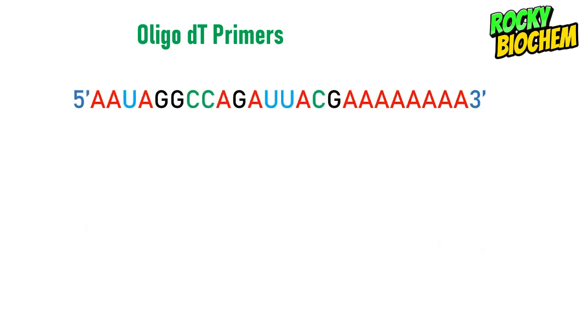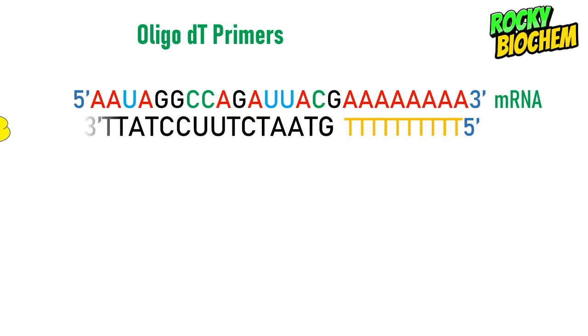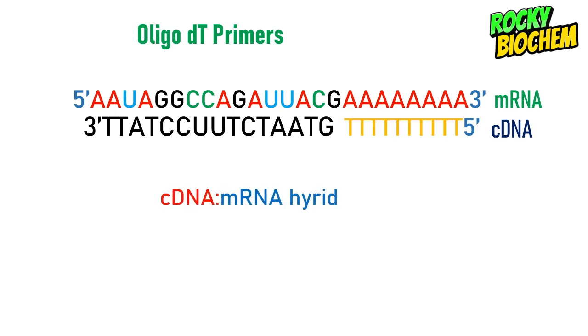So upon annealing to the poly A tail of the mRNA, then the enzyme called reverse transcriptase will then bind to the priming end and then use the mRNA as a template for the synthesis of the cDNA strand. So at the end of the first strand synthesis, we will obtain a cDNA-mRNA hybrid.